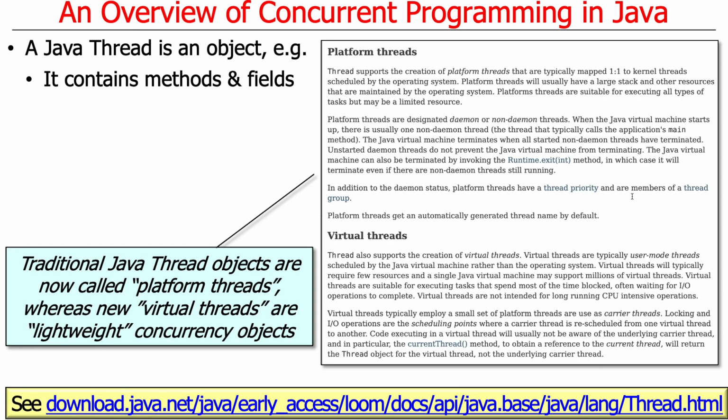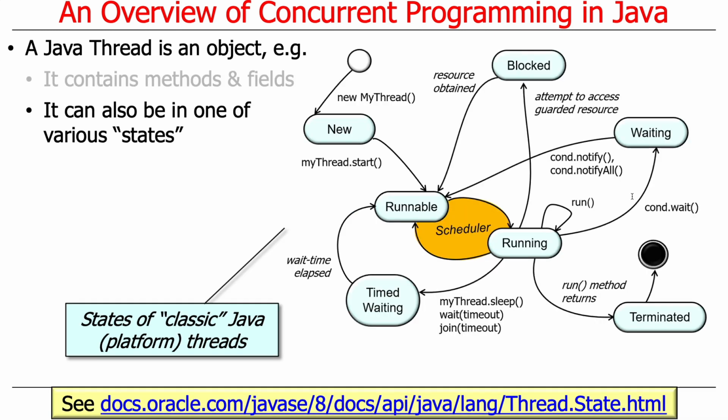Project Loom is the name of this new improved version of Java that's part of something called early access release. It's not actually part of the JVM you get in production, but you can actually get access to this if you want to play with it. So traditional Java threads are now called platform threads in Loom, and there are new types of threads called virtual threads, which are so-called lightweight concurrency objects. We'll talk more about this. I will show you examples of this later.